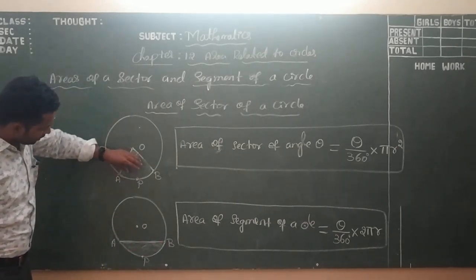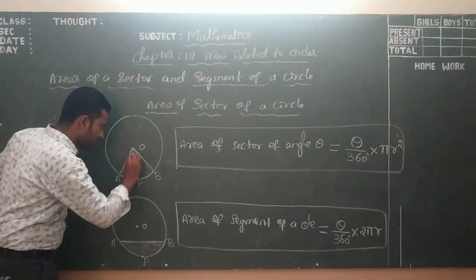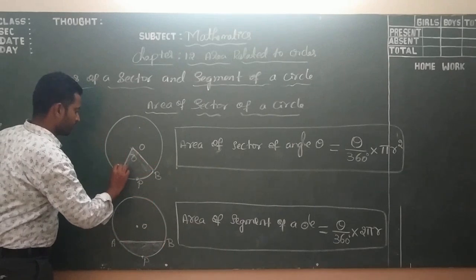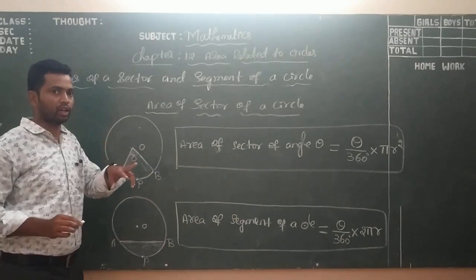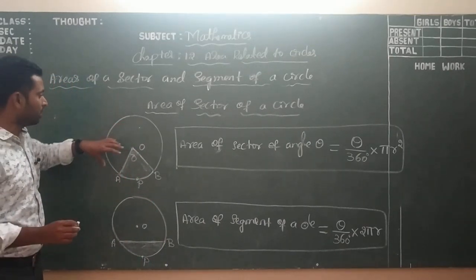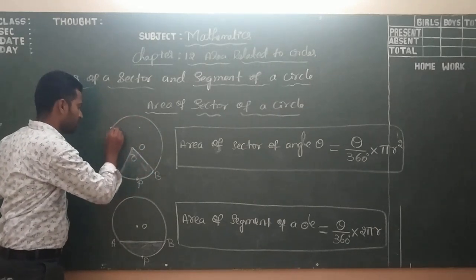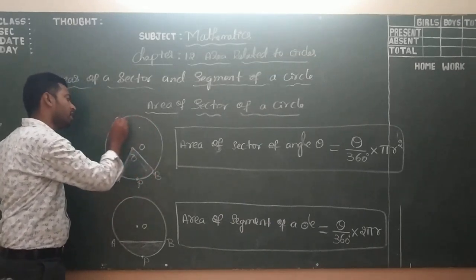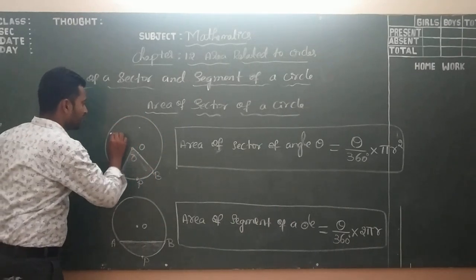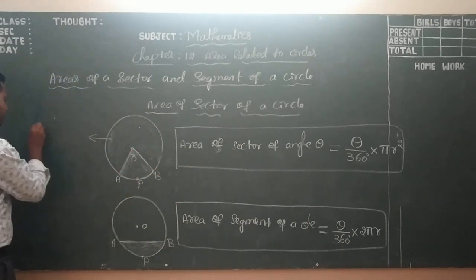This is a minor sector. This is also a sector. See, what is a sector? From our definition, the sector of a circle is formed by two radii and one corresponding arc. So here also two radii and one corresponding arc. This is also a sector, but it is a major sector.